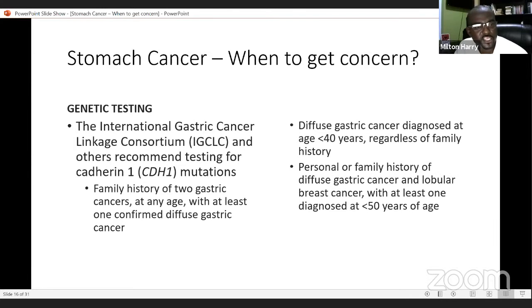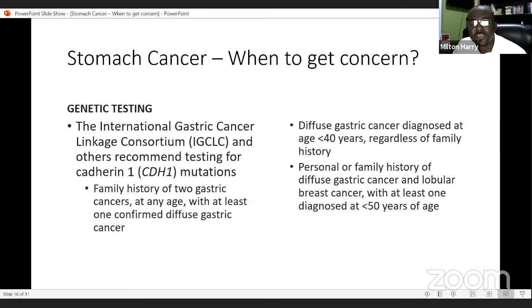So there are recommendations in terms of when to check the family to do genetic testing to pick up gene mutation. And the common mutation that we look for is the cadherin-1 mutation. Any family who have a family history of 2 gastric cancers at any age with at least 1 confirmed diffuse gastric cancer are at risk. So this is time to be concerned, and this is time to act on this problem.